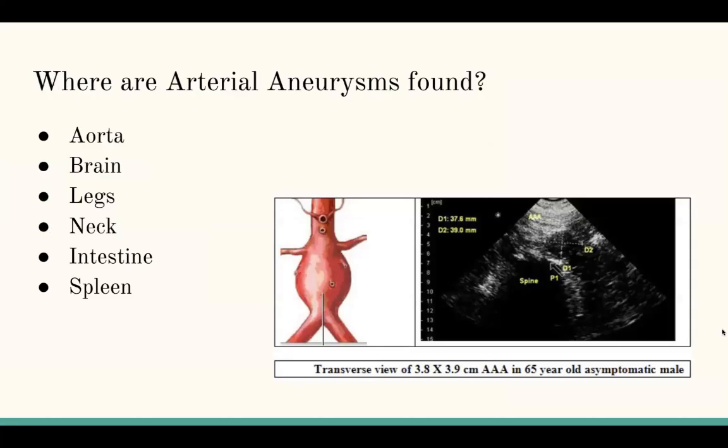Where are arterial aneurysms found? Most common areas are the aorta, brain, legs, neck, intestine, and spleen.